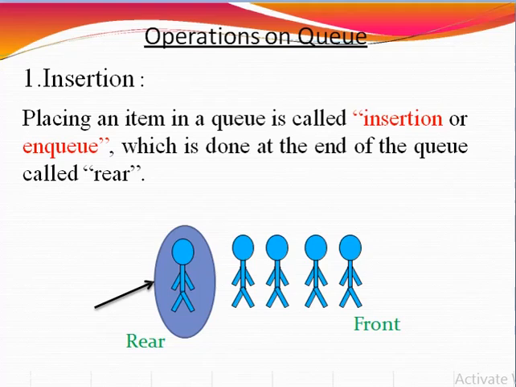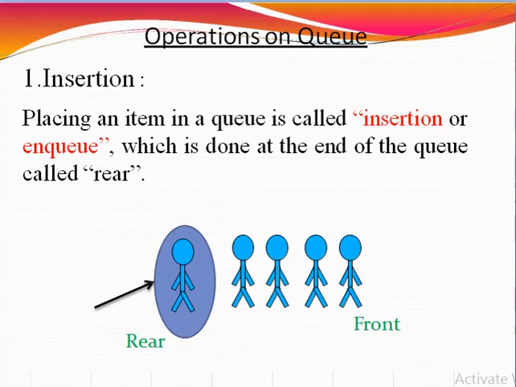The basic operations performed on a queue are insertion and deletion, or in terms of queue, enqueue and dequeue. Queue operations may involve initializing or defining the queue, utilizing it, and then completely erasing it from memory. Here, we will try to understand the basic operations associated with the queue.